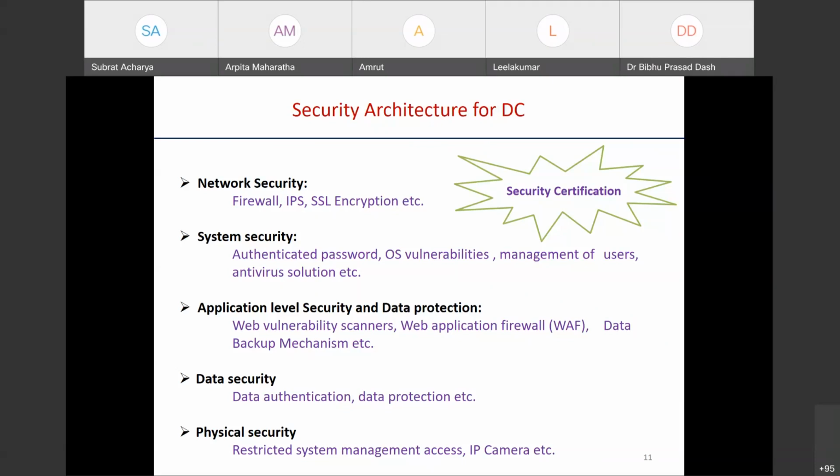Then coming to application level security, as we know, there are web vulnerability scanners, web application firewall, and data backup mechanism. What I mean is that when we do any kind of application development, at the lab level we use a lot of security analytics and vulnerability tools, and we validate through different types of tools so that we get error-free operation, meaning whatever vulnerabilities there are, maximum corrections are made while deploying in live operation.